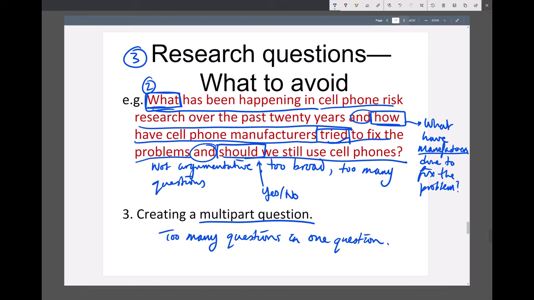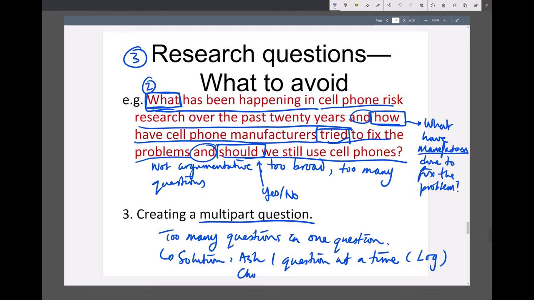So avoid this mistake. Yes, you want to ask many questions, but the key to avoid this is to ask one question at a time. One question at a time. Keep a log and then choose the best why question you can find. So it's going to be a why question.